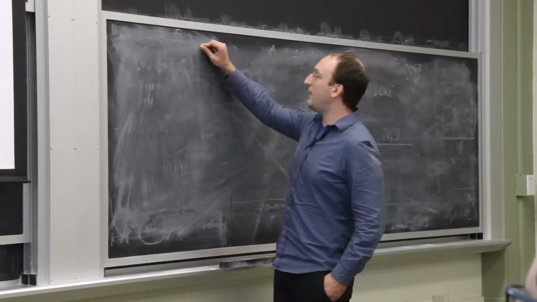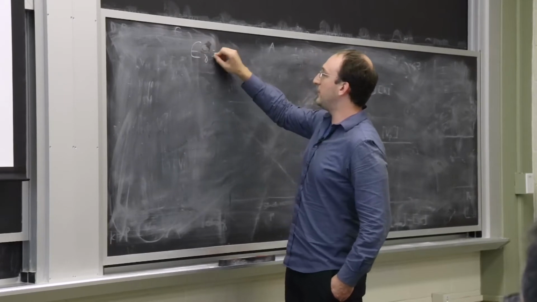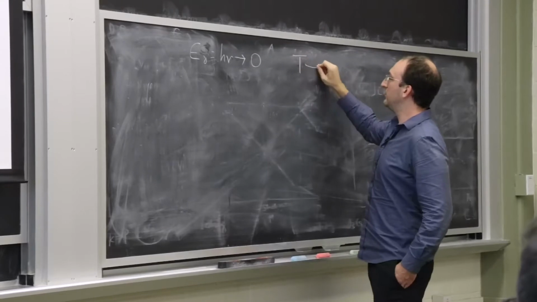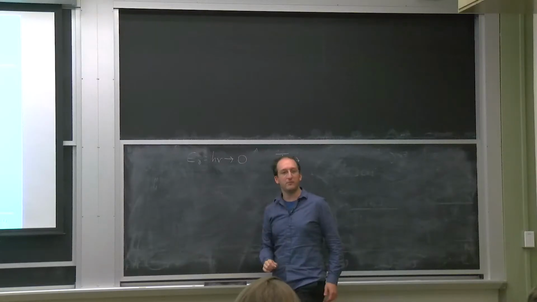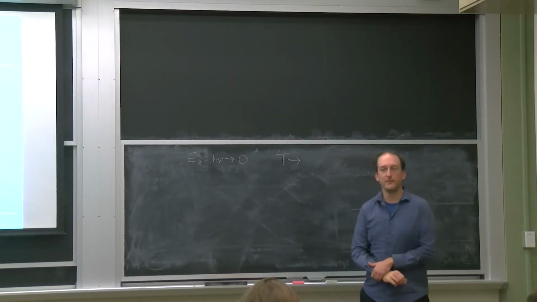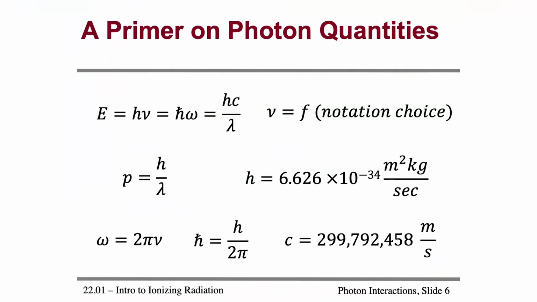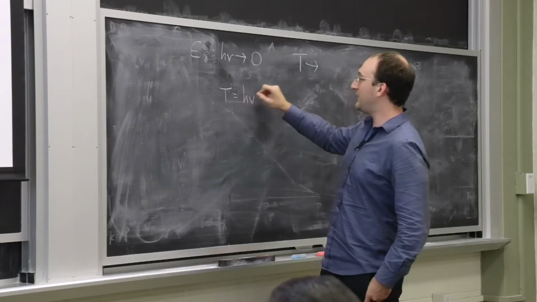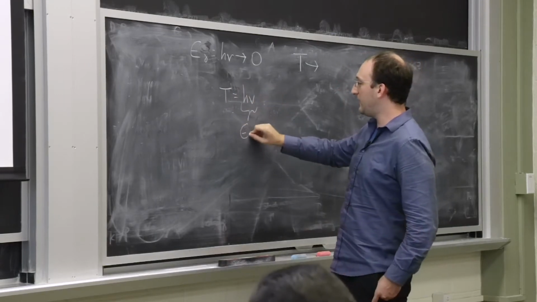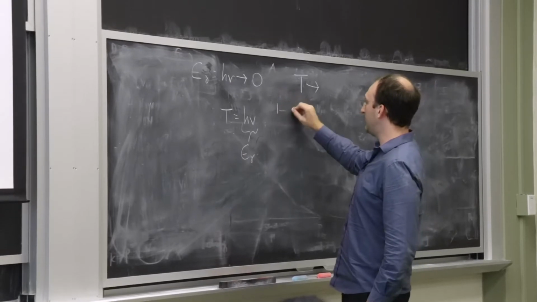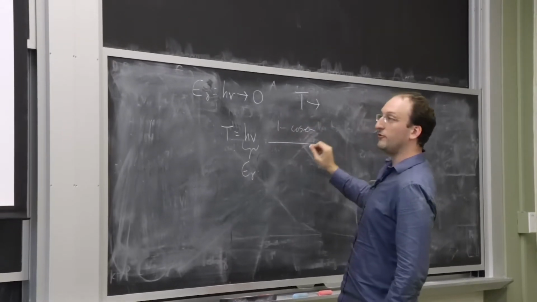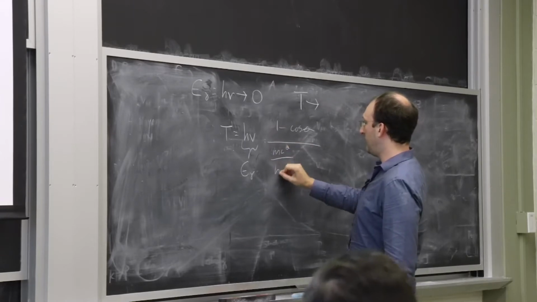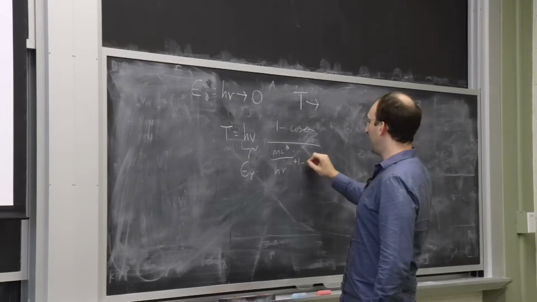So as the energy of the photon, E equals h nu, goes to 0, what does T approach? The recoil energy of the electron. Well, let's just do out the formula, right? This recoil energy equals h nu, which is the energy of the incoming gamma, times 1 minus cosine theta over mc squared over h nu plus 1 minus cosine theta.